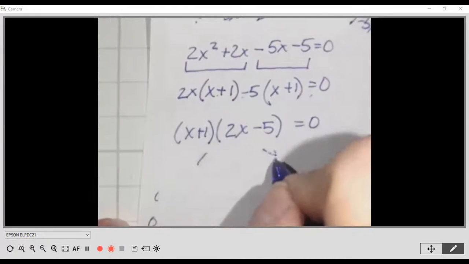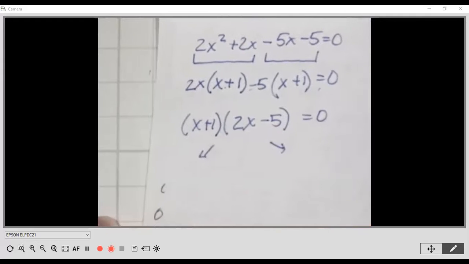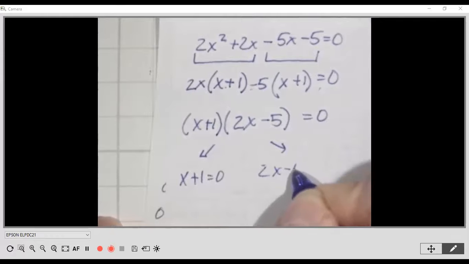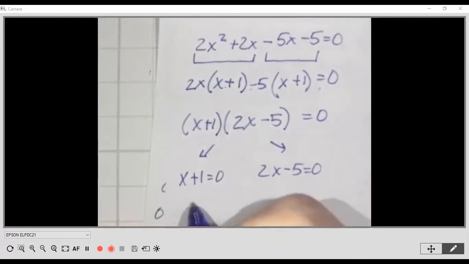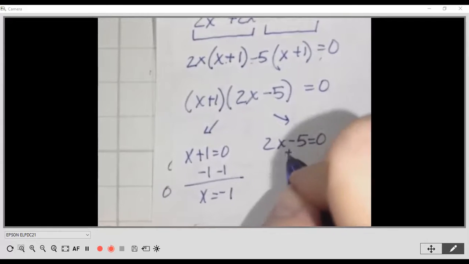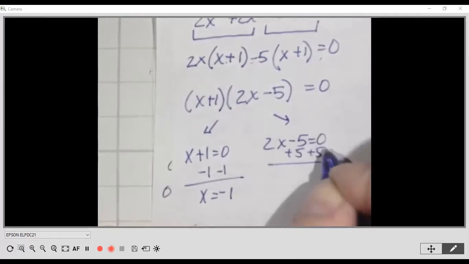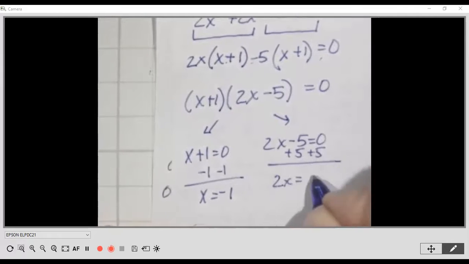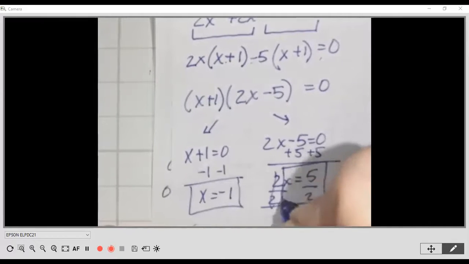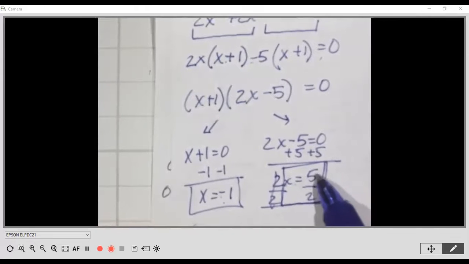Use the zero product property to branch this off into the two possible solutions. X plus 1 equals 0, and 2x minus 5 equals 0. Subtract 1 from each side to get x equals negative 1. Add 5 to each side to get 2x equals 5. Divide each side by 2 to get x equals 5/2, excuse me, not 2/5. So x equals negative 1 and x equals 5/2.